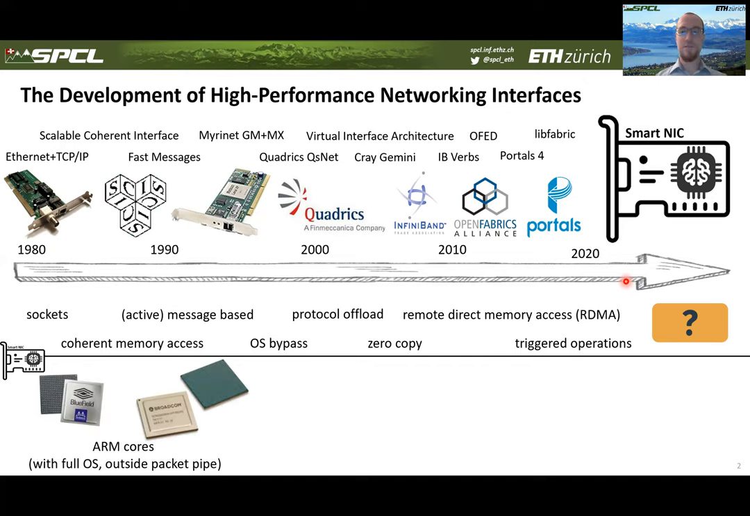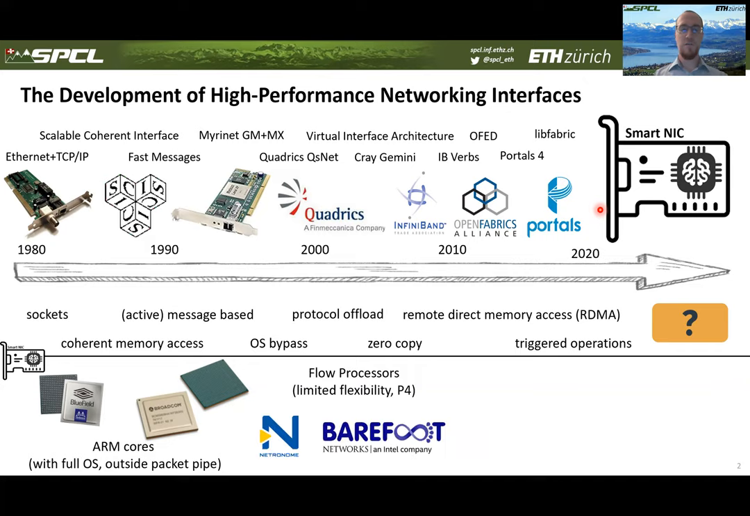So today we have network cards that have full ARM cores on them, actually running full operating system instances. For example, Mellanox's BlueField or Broadcom's devices you can buy, and they can run a full operating system for extremely convenient programming. But unfortunately, all of those are somewhat outside the packet pipeline. So it's relatively expensive to access packets from within that core that are going through the chip.